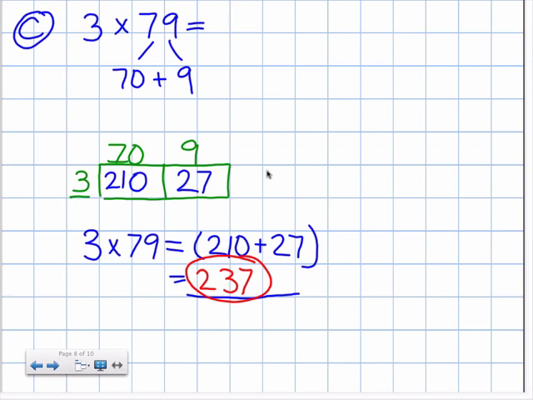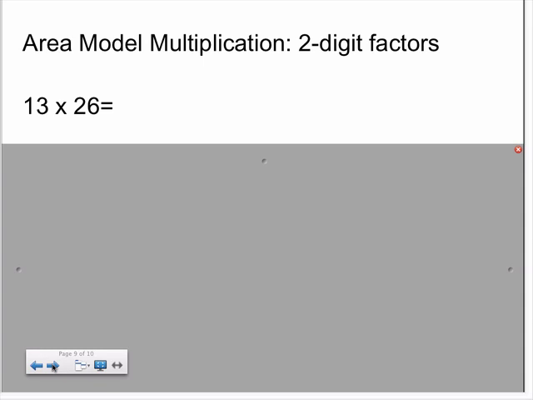Once we set up our multiplication number buddies, we were ready to multiply 70 times 3 to get 210. And then 9 times 3 for a partial product of 27. We took the partial products 210 plus 27. By adding them together, we then got our final product 237. That's a brief review of using area modeling for problems where we have a single digit times a double digit number. Now we're going to learn about how to multiply two double-digit factors.